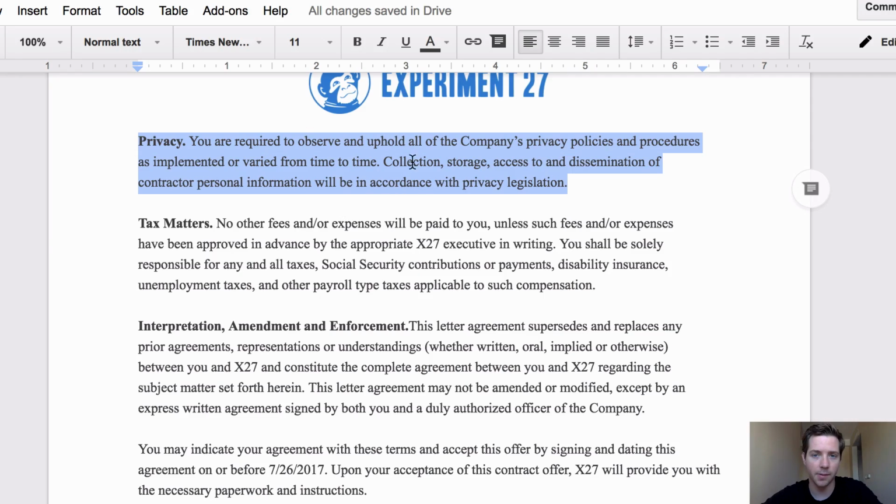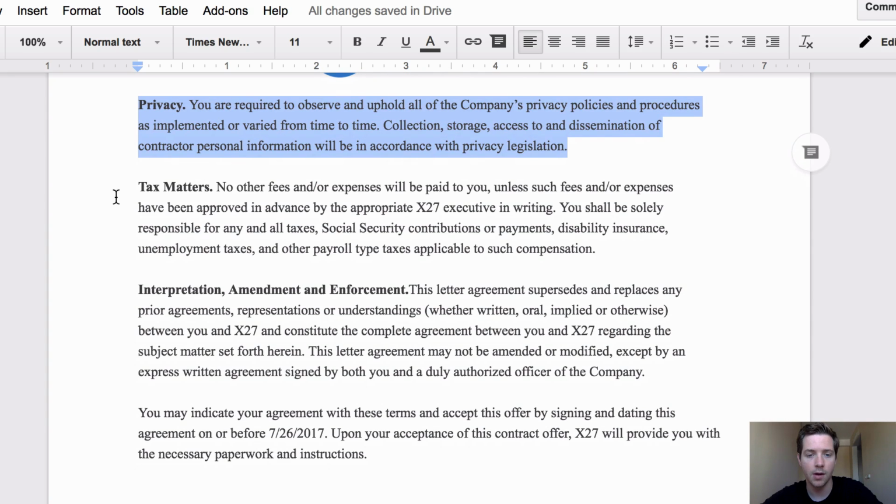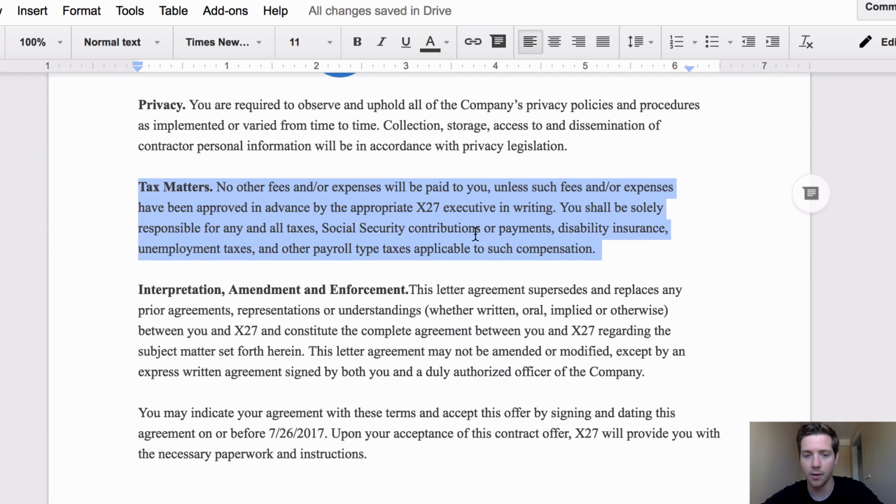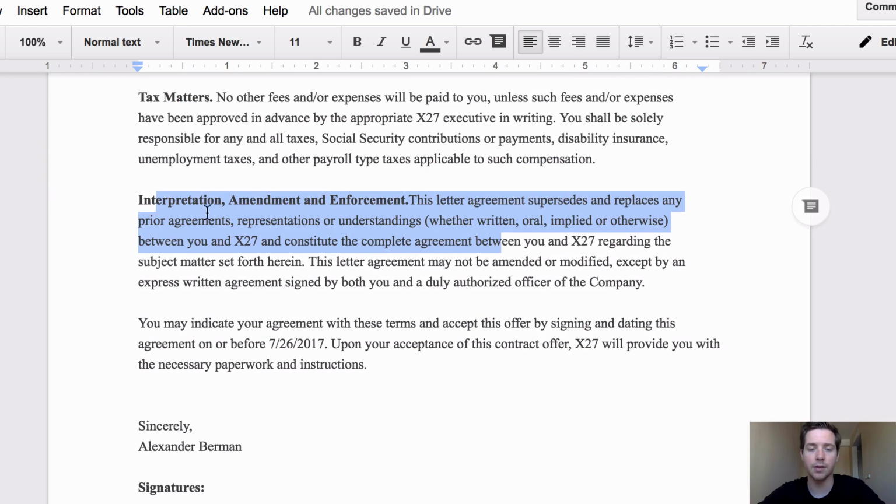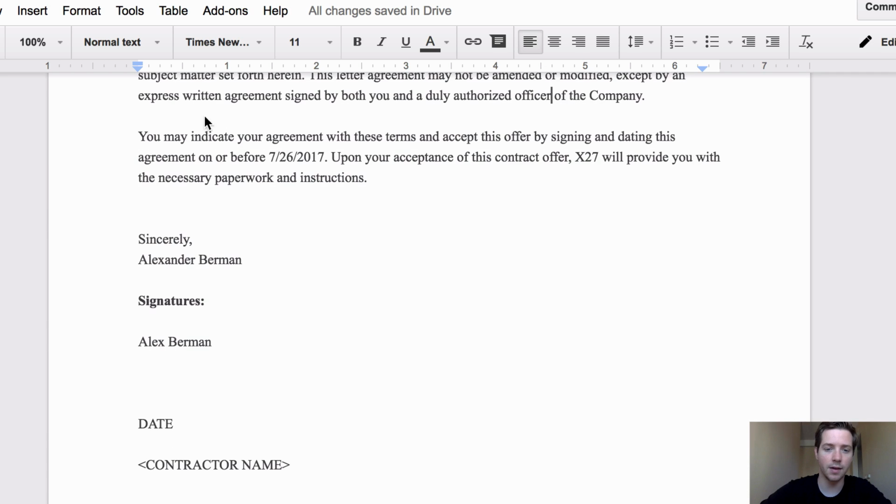For privacy, we just talk about how they won't be able to spread anything that we give them. It's kind of like an NDA paragraph. For taxes, since they're contractors, they pay all their own taxes, and we have that written here. Then this last part talks about how nothing in this contract can be changed or amended unless it's added to this contract as an amendment and signed. Then they can accept the offer down here, and the signatures.